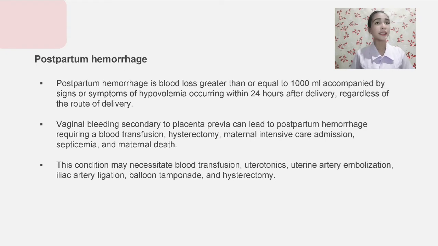So vaginal bleeding secondary to placenta previa can lead to postpartum hemorrhage, requiring a blood transfusion, hysterectomy, maternal intensive care admission, septicemia, and maternal death. This condition may necessitate blood transfusion, uterotonics, uterine artery embolization, iliac artery ligation, balloon tamponade, and hysterectomy.